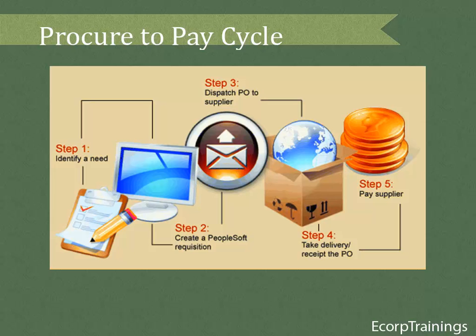PeopleSoft Procure to Pay cycle involves three major PeopleSoft modules: PeopleSoft ePro, PeopleSoft Purchasing, and PeopleSoft Accounts Payable. This cycle starts with a requisition for an item or service created by a user for a vendor and ends with payment to the vendor for his goods or services.